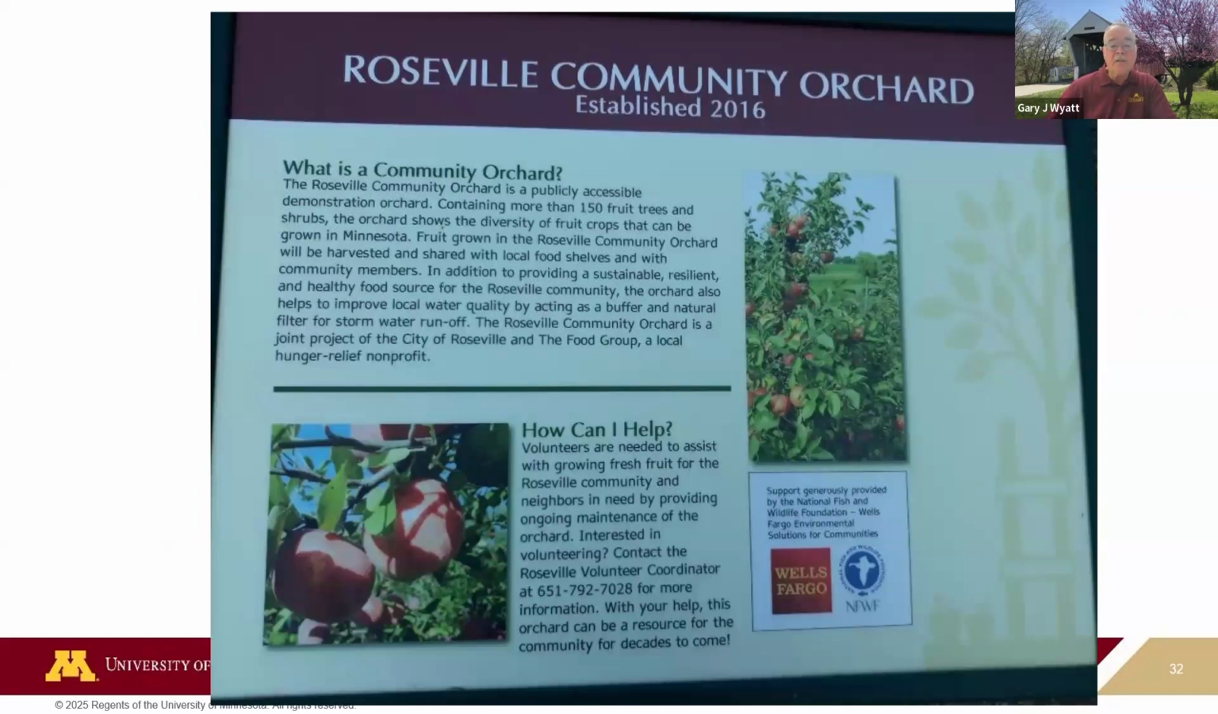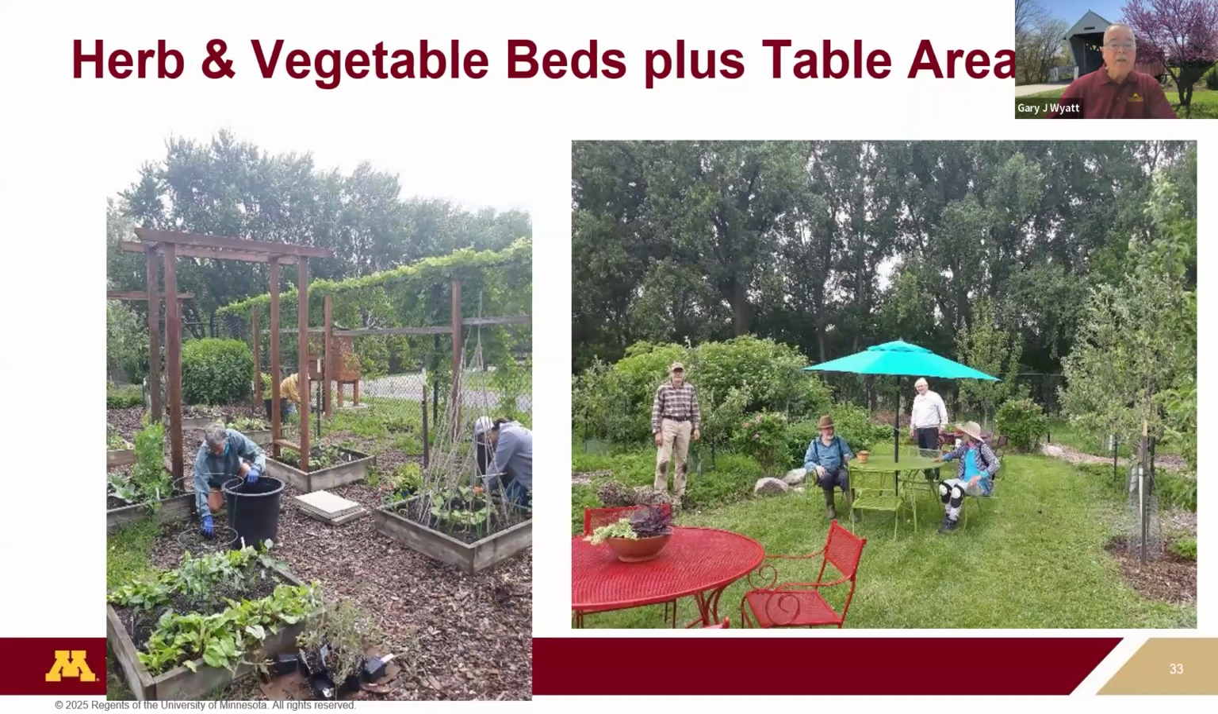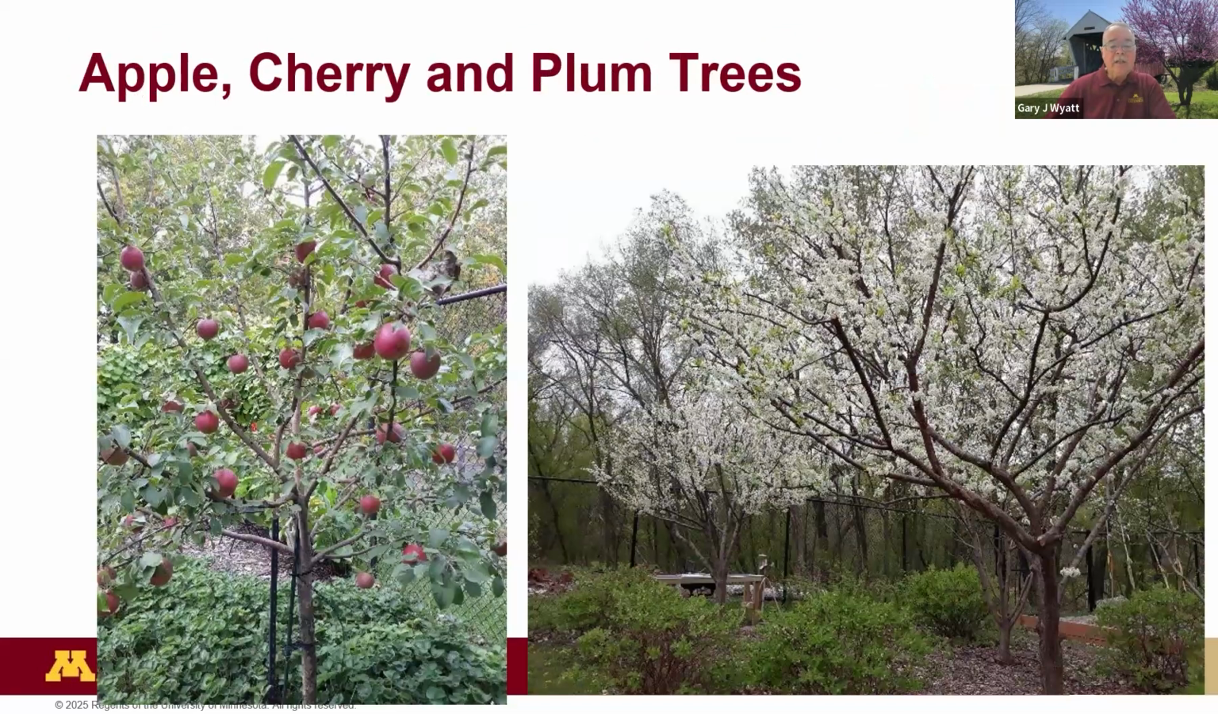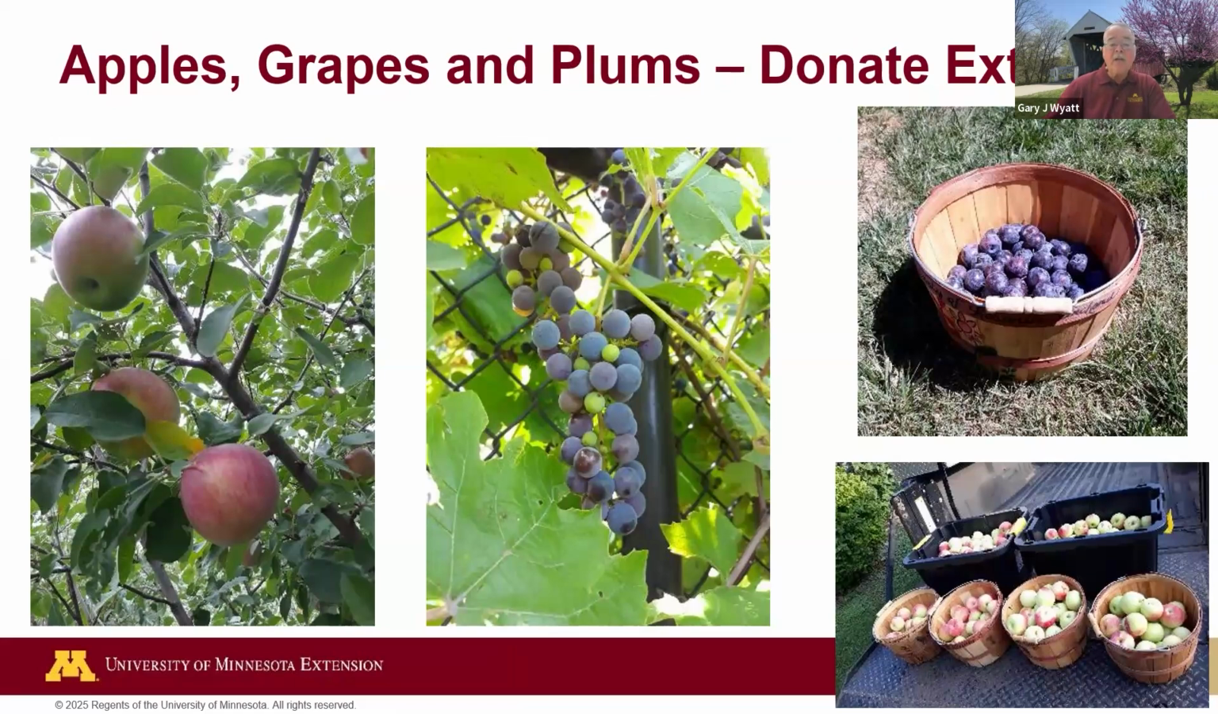But I like the signage, and I think signage is very good at these food forests, just to talk about what's available. Here are the herb and vegetable beds, plus a table area for resting and communicating with neighbors and so forth. It's a really nice area to talk to each other, do some maintenance, and then pick some fruit and nuts. Apple, cherry and plum trees there, and apples, grapes, and plums. They donate the extra fruit to the local food shelf or food relief area that is taking this produce and distributing it through the community, which is really nice.